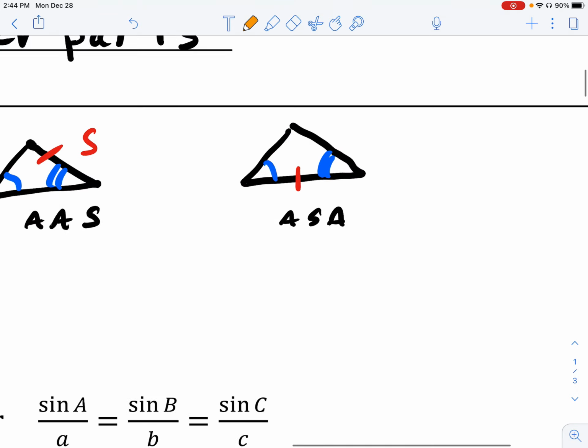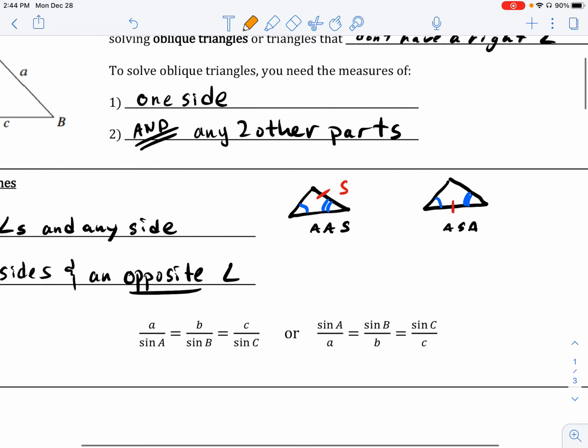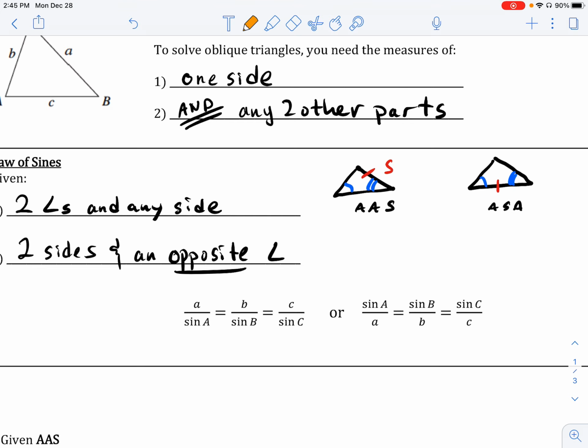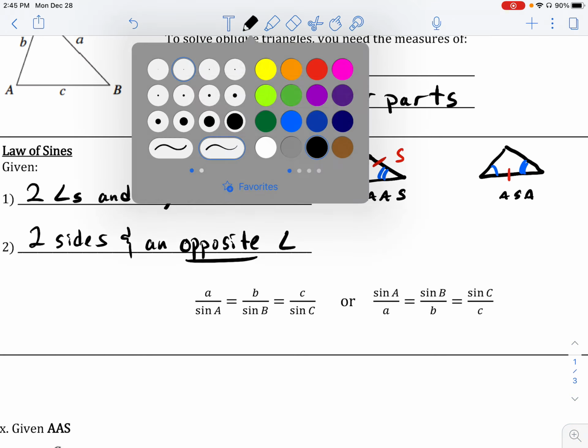So if we're given either an angle side case or an angle side angle case, these are both examples of being given two angles and any side. The other case where we might use the law of sines is what's called an SSA case. Let me draw that out.